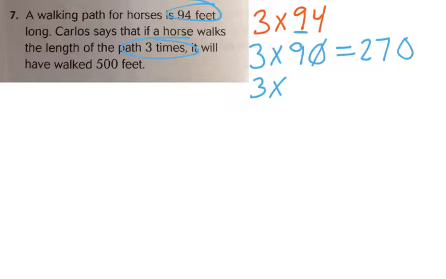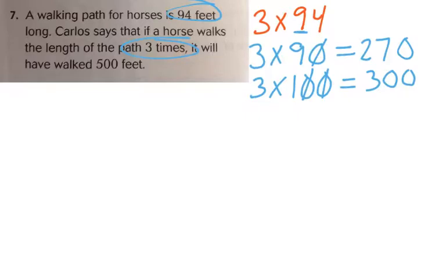3 times my 94. I'm going to round my 9 up to 10, and so my 94 is going to turn into 100 when I round up. I'm going to cross out 2 zeros this time. 3 times 1 is 3, and I add 2 zeros back in, and I get 300. Now I'm going to do the same thing with these numbers.